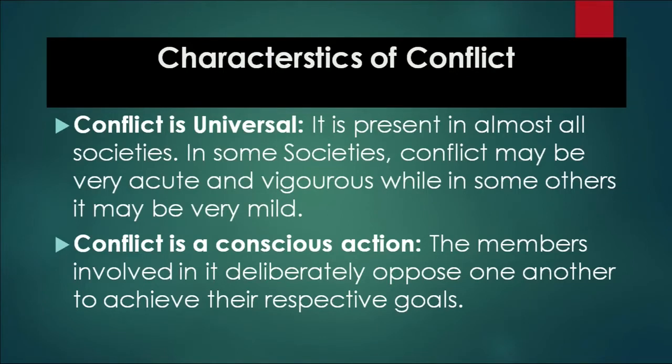Conflict is a conscious action. The members involved in it deliberately oppose one another for achieving their respective goals. As I told you, if you go to a particular playground, you will find two groups playing against each other, because they think that if we promote our goal, then we will be able to achieve our own goal. We can also take the example of a club.